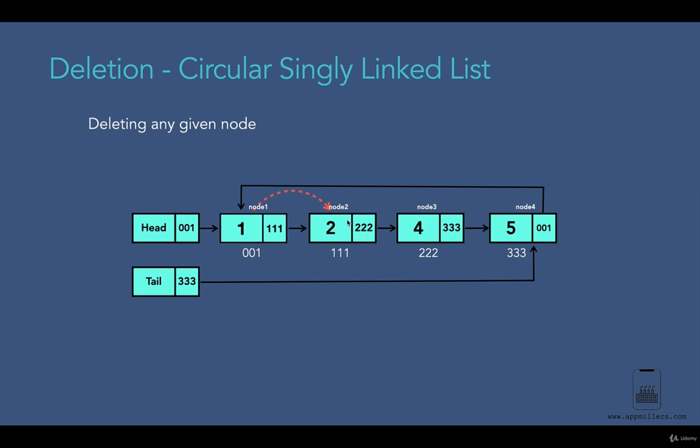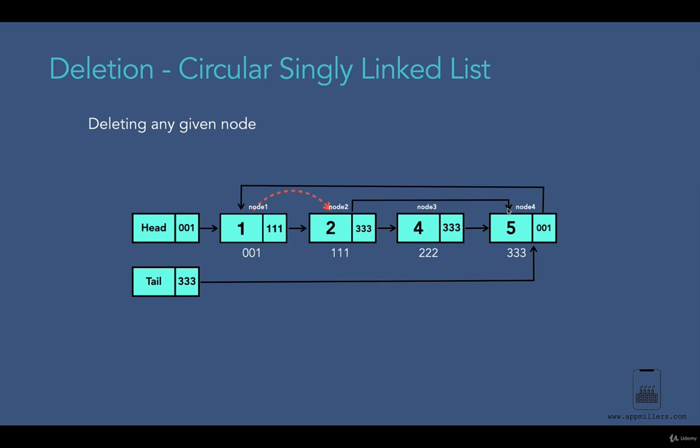So this means that we are going to update node 2's reference to point to node 4 over here. Now you see that node 4's physical location is 333, so we are going to set node 2's next reference to 333. And by doing so, a link between node 2 and node 4 is created.